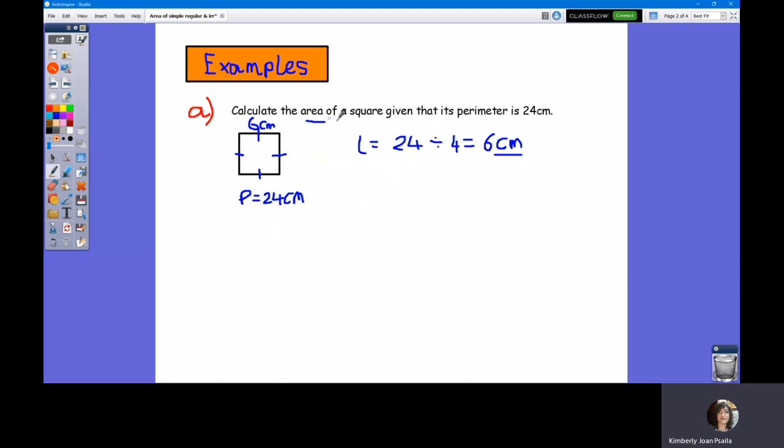Our aim here is to find the area of a square. We know the formula of area of a square, which is A is equal to length times length. You can write breadth as well, it's up to you. We know that the length is equal to 6 multiplied by 6. 6 times 6 gives us 36. We are doing area, so the units here should be squared. Centimeters times centimeters gives us centimeters squared.